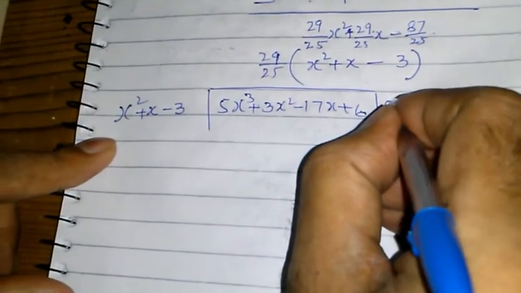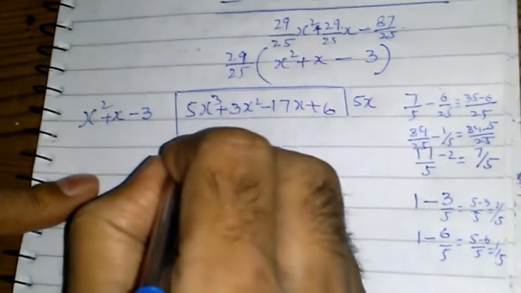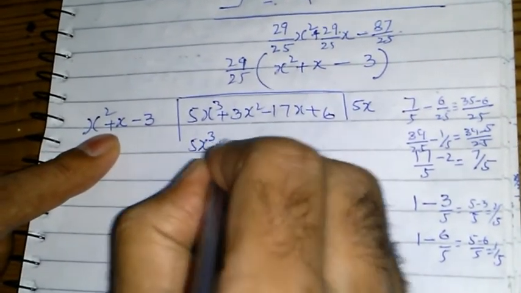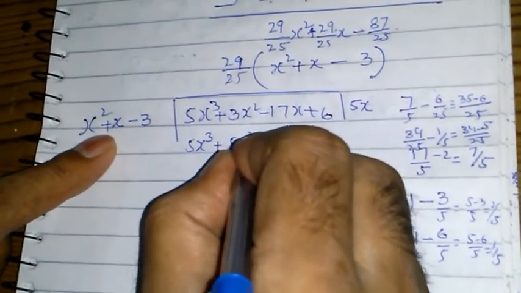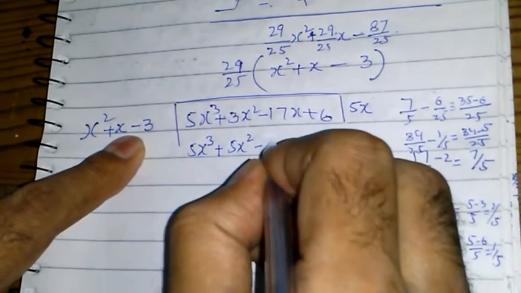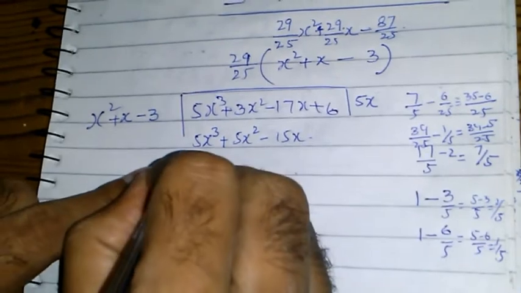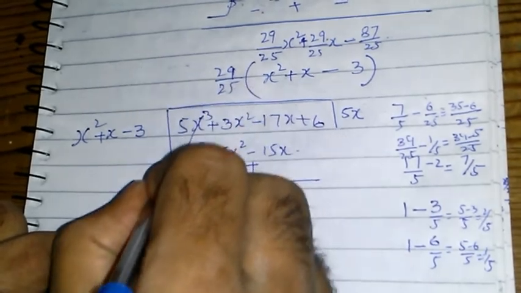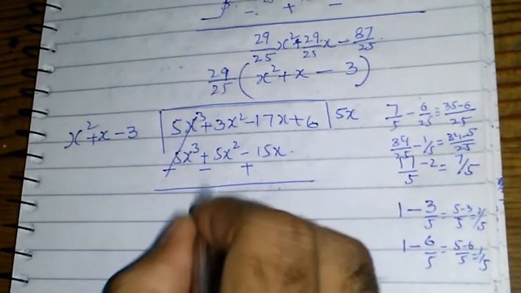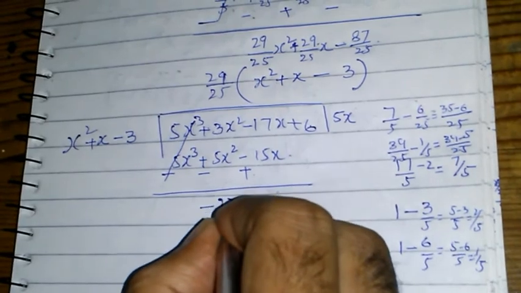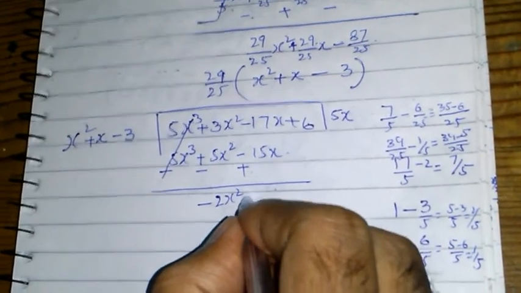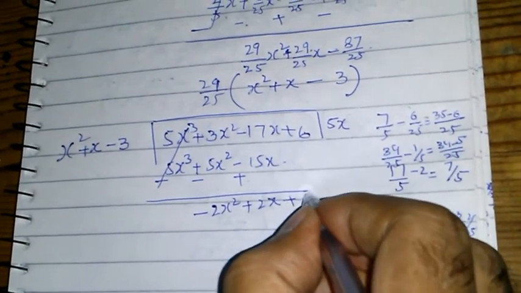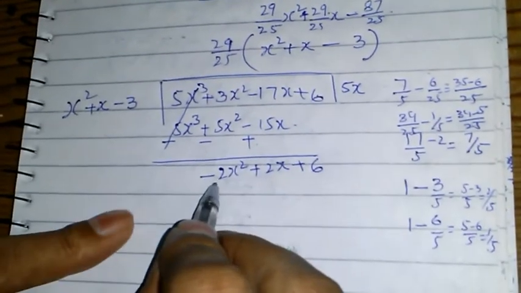Now we need 5 into x: 5x cube plus 5x square minus 15x. On changing the signs, these two cancel each other. Minus 2x square plus 2x plus 6.